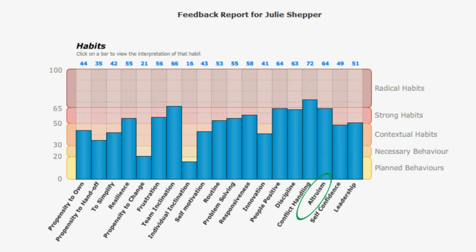Altruism maps how an individual will endeavor to help people without reserve or personal gain for themselves. Julie has a strong altruism habit, and she will find it difficult not to help when she can or reach out to people in need.